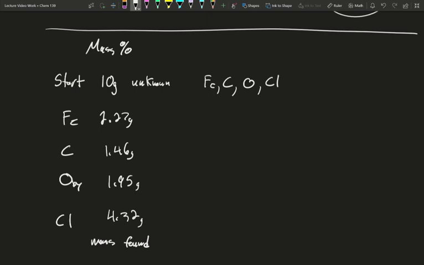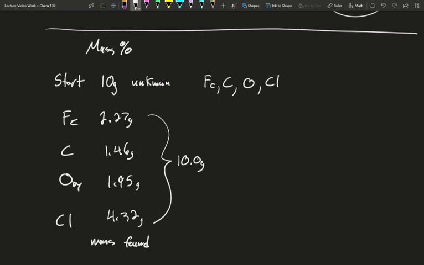But we find these weights, and if we add these up real quick, we'll find these indeed add up to approximately 10 grams of material. These experiments are done, you find how much of each element is in it, and if they add back up to your total, you can reasonably say, okay, I must have found all the different elements and how much of each one there was.